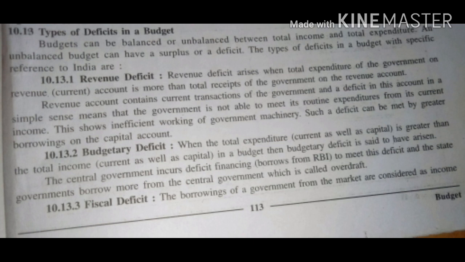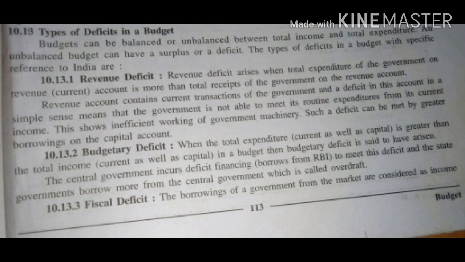Budgetary deficit: when total income, that is revenue income plus capital income, is less than total expenditure, that is revenue expense plus capital expense, then budgetary deficit comes into existence. New currency notes are issued by the government to meet the deficit. It is called deficit supplement.